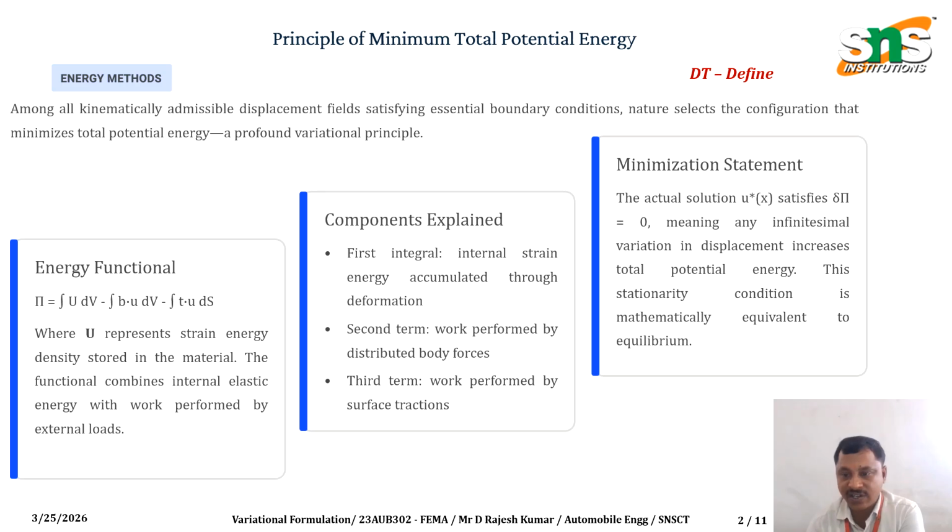The energy functional. We express total potential energy using a mathematical function called the energy functional. That is, Pi is equal to the integral of U dV minus the integral of b times u dV minus the integral of t times u dS. So the first integral, let me explain one by one.